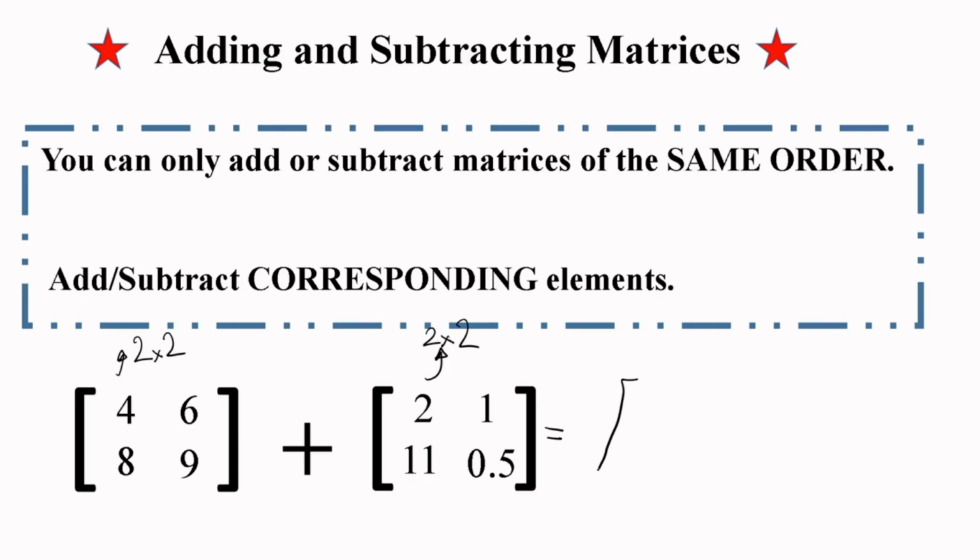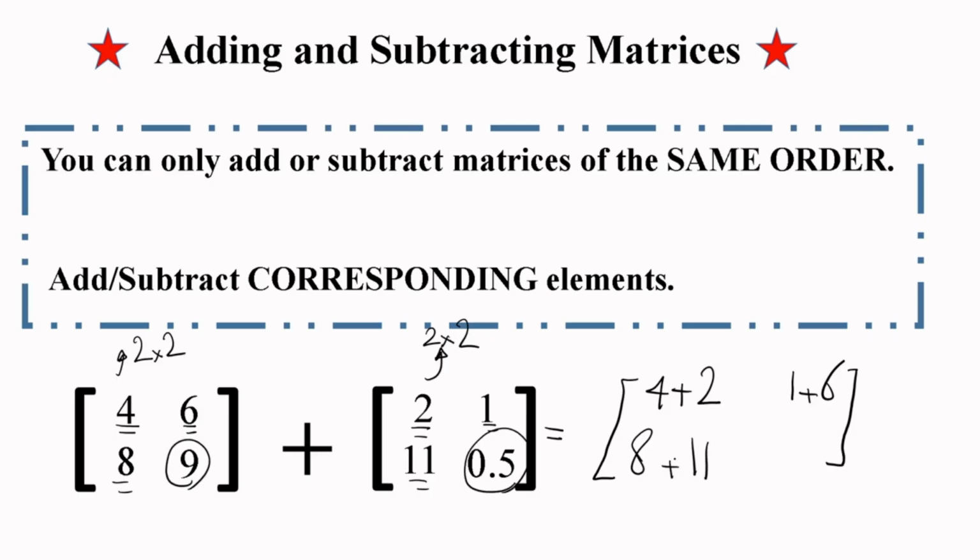So we are going to draw another matrix, and as I told you before, you must add corresponding elements. This is the first element, which is located in the first row and first column, and the corresponding element will be this one. So I must add these two, 4 plus 2, and these two, 1 plus 6, 8 plus 11, and 9 plus half.